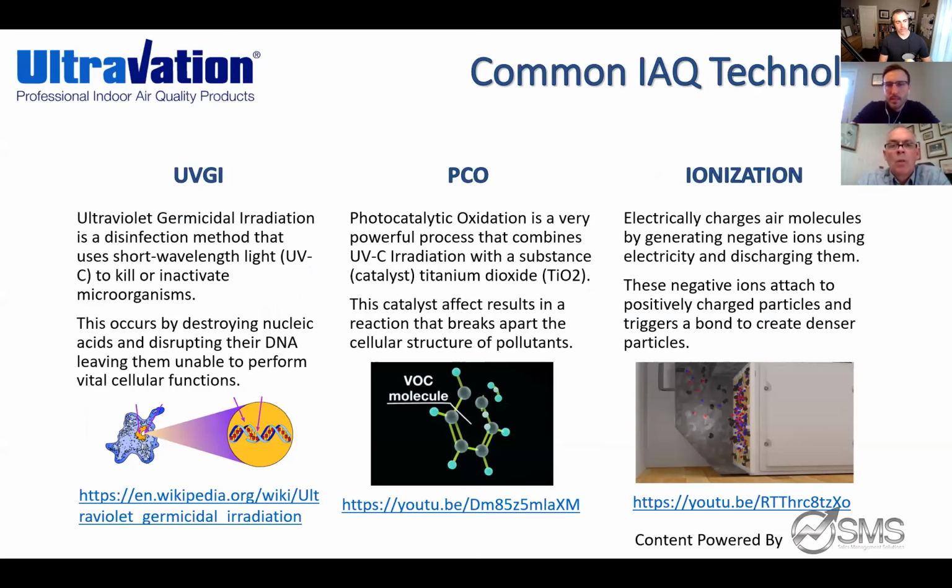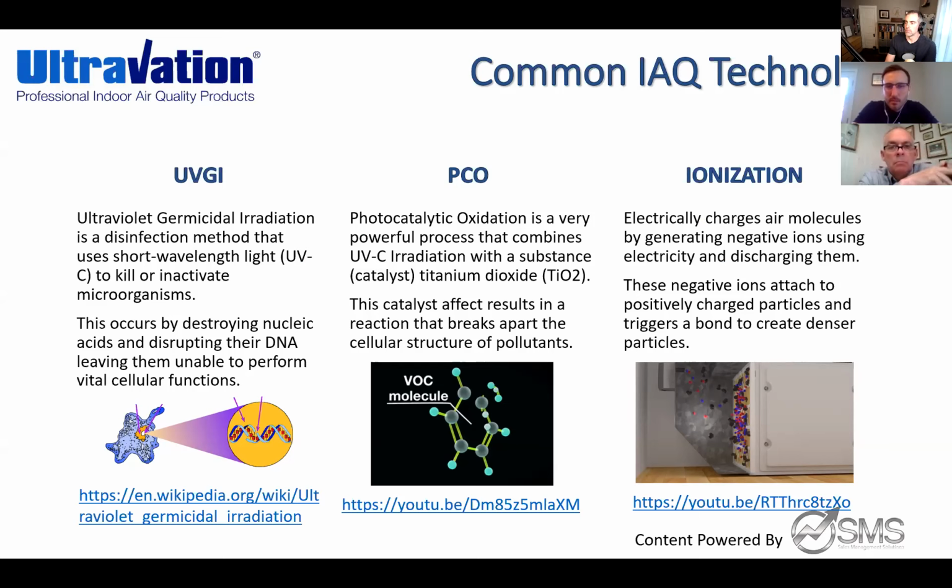So first, this is where we are going to define the different IAQ technologies. So these are the common IAQ technologies. The first one is UVGI. So UVGI is ultraviolet germicidal irradiation. It is a disinfection method that uses short wavelength light, UVC, to kill or inactivate microorganisms. This occurs by destroying nucleic acids and disrupting their DNA, leaving them unable to perform vital cellular functions.